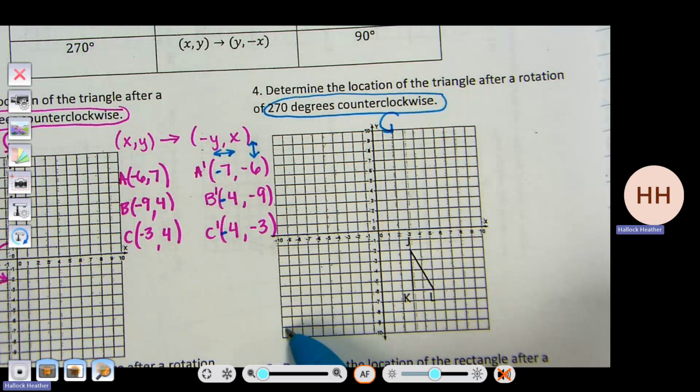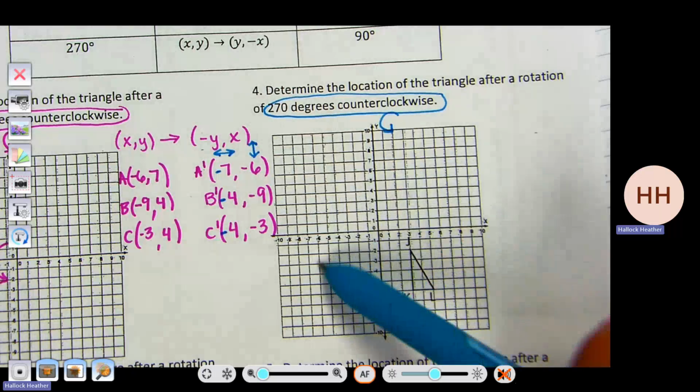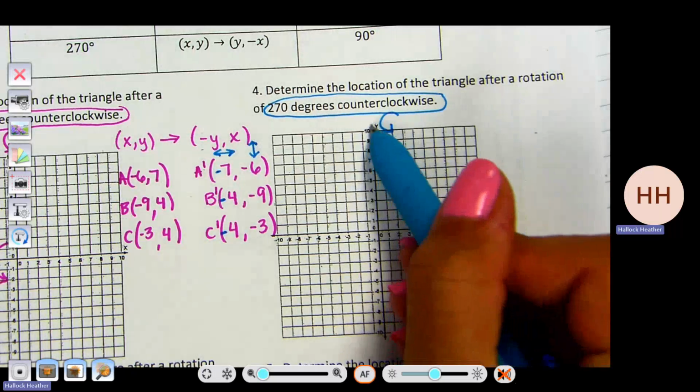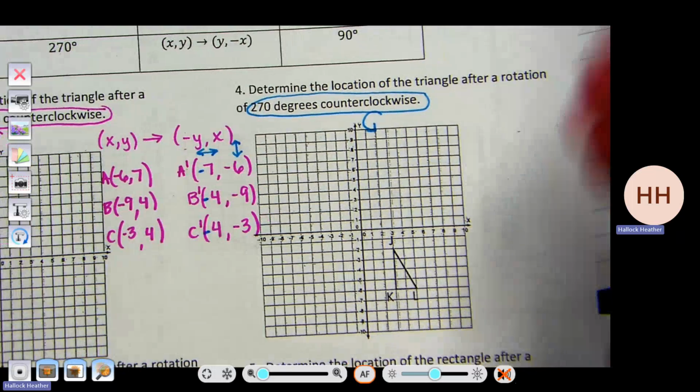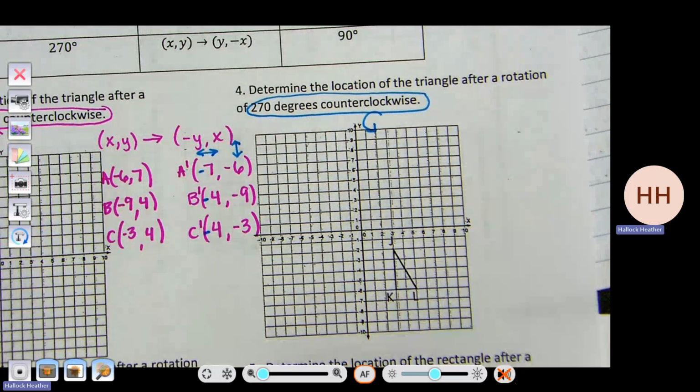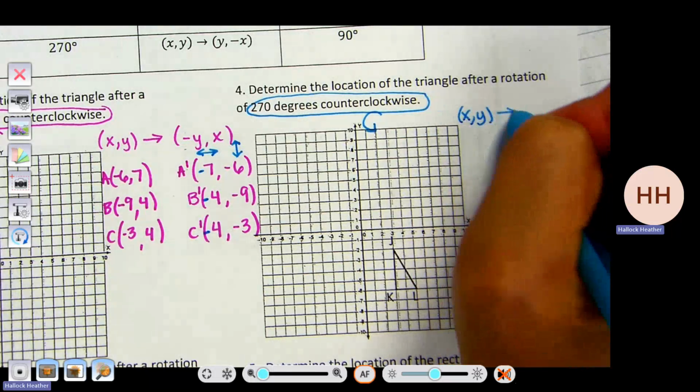But wouldn't it just be the same as going 90 clockwise? Yes, but we're going counterclockwise. So you start here and you go to the left like a clock backwards. No, it is not flipped. It is not a reflection. So that's why I want you to write the coordinate points, because a lot of people are just trying to flip it. So I'm taking my coordinate X and Y.